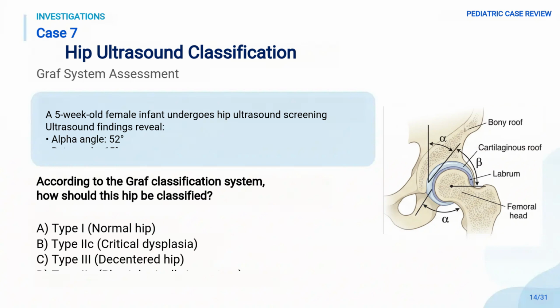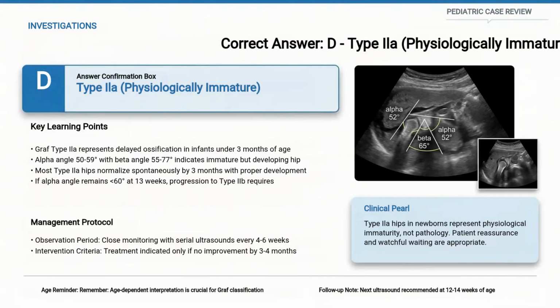Option A, Type 1, normal hip. Option B, Type 2C, critical dysplasia. Option C, Type 3, decentered hip. Option D, Type 2A, physiologically immature. The correct answer is D, Graf Type 2A, physiologically immature.